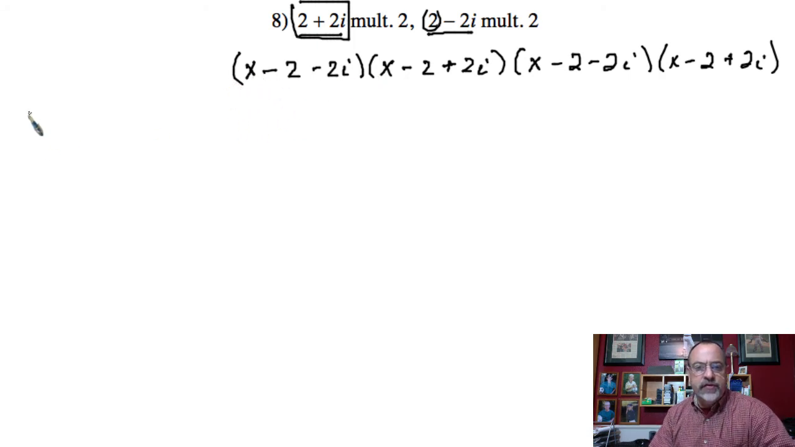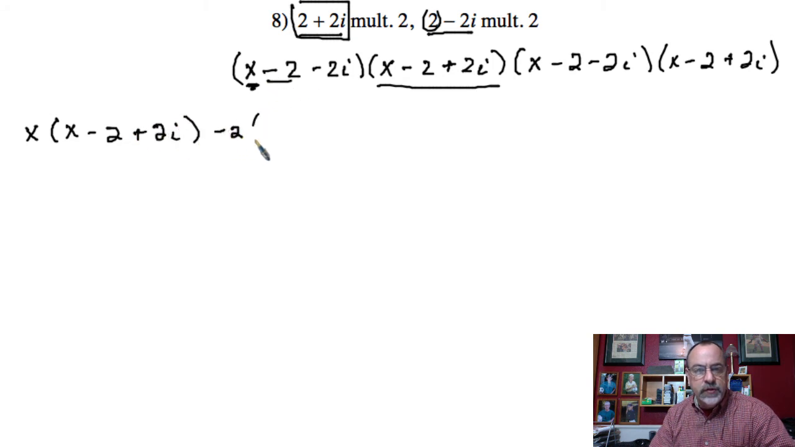So we're going to use the distributive property. So I'm going to take this x times this whole value here, this polynomial here, so this x minus 2 plus 2i, and then I'm going to take this negative 2 and multiply it times this whole trinomial.